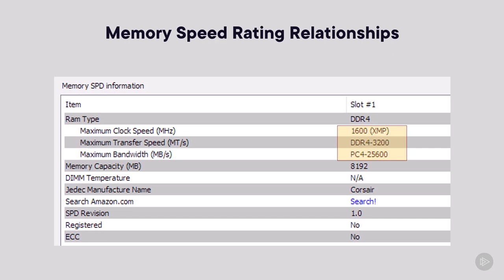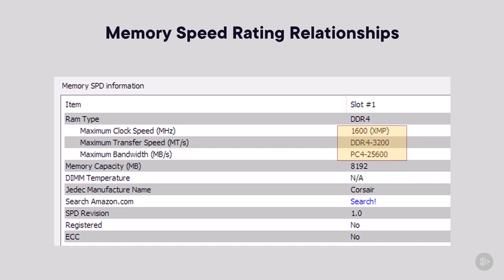Now, to prove that I'm not just making all this up, we can look at a reporting tool running on one of my computers. And we can see that the clock speed is 1600, the transfer speed is 3200, and the maximum bandwidth is 8 times 3200, or 25,600.